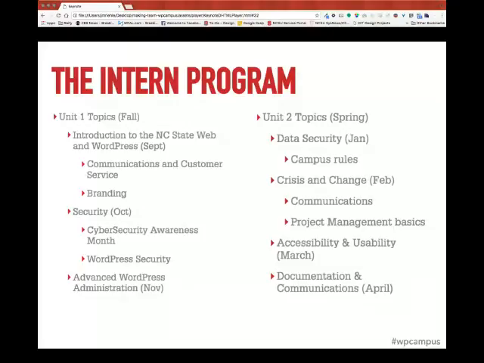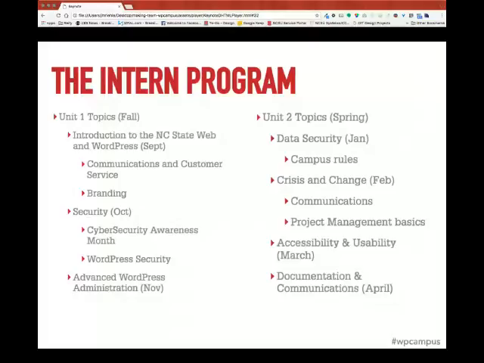Accessibility and usability, we have an accessibility officer out of our office, and actually there's another intern that reports to her, so we usually have the accessibility intern come to our training as well, which is another nice way to create those connections and make sure that the interns are talking to each other and learning from each other. And then we try to focus on documentation.